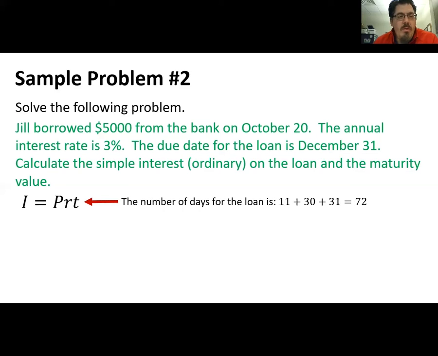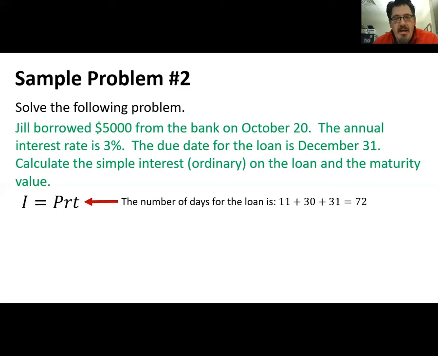Now, when we go to put this into our formula, what we have to do is basically use a fraction of time because we're only talking about part of a year. The other thing that we have to be aware of is the fact that we're doing what's called ordinary interest. With ordinary interest, rather than using 365 days in a calendar year, we're only going to use 360 days.